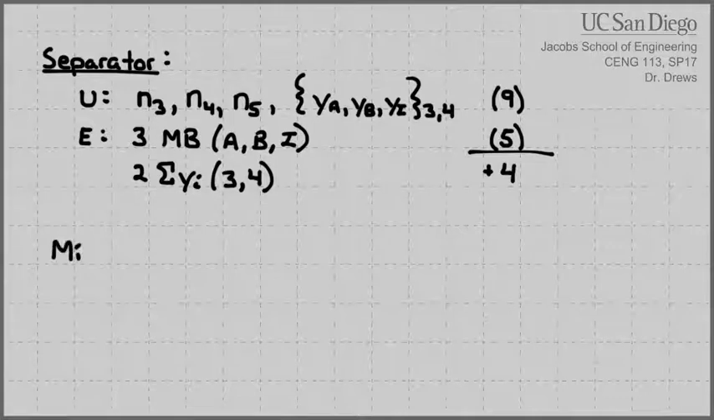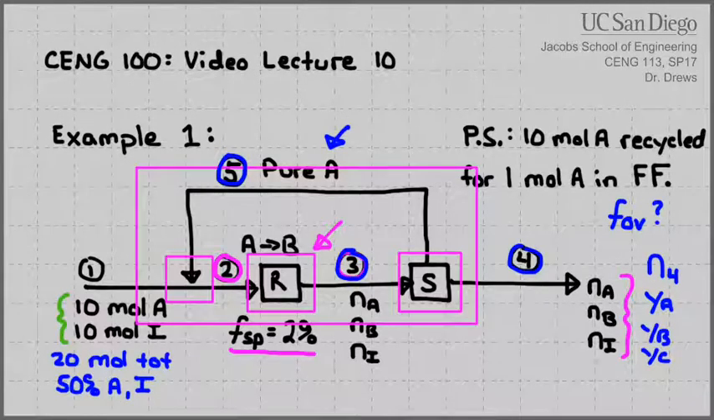And so our last unit to look at is our mixer. So the mixer that we're looking at is this point right here. And so the streams of interest in the mixer are stream 5 coming in, stream 2 going out, and stream 1 going in. As we mentioned before, we know everything we need to know about stream 1. We know a little bit about stream 5 because it's pure A. And then the last thing that we've not used yet is this process specification.